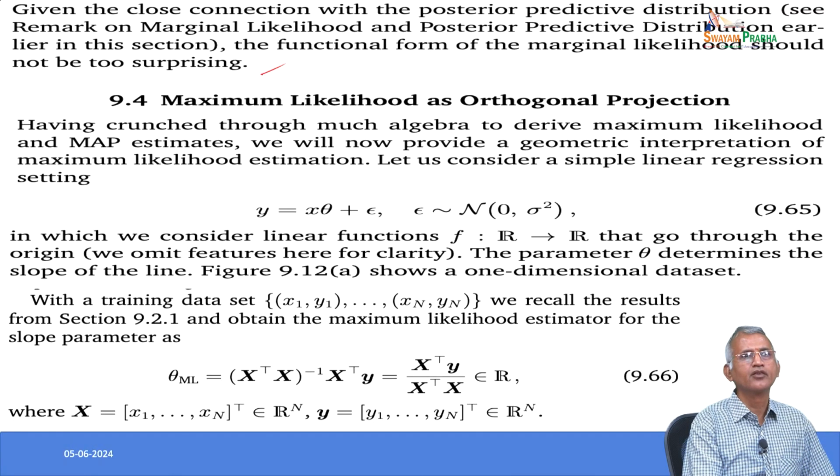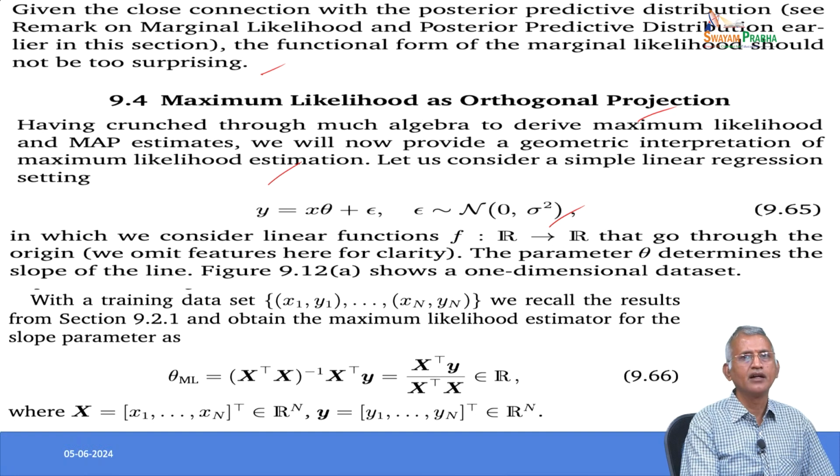Next, maximum likelihood as an orthogonal projection. Having crunched through much algebra to derive maximum likelihood and MAP estimates, we will now provide a geometric interpretation of maximum likelihood estimation. So, let us consider a simple linear regression setting y equal to x theta plus epsilon, where epsilon is approximately N of 0 comma sigma square, in which we consider a linear function f from R to R that goes through the origin. We omit the feature here for clarity.